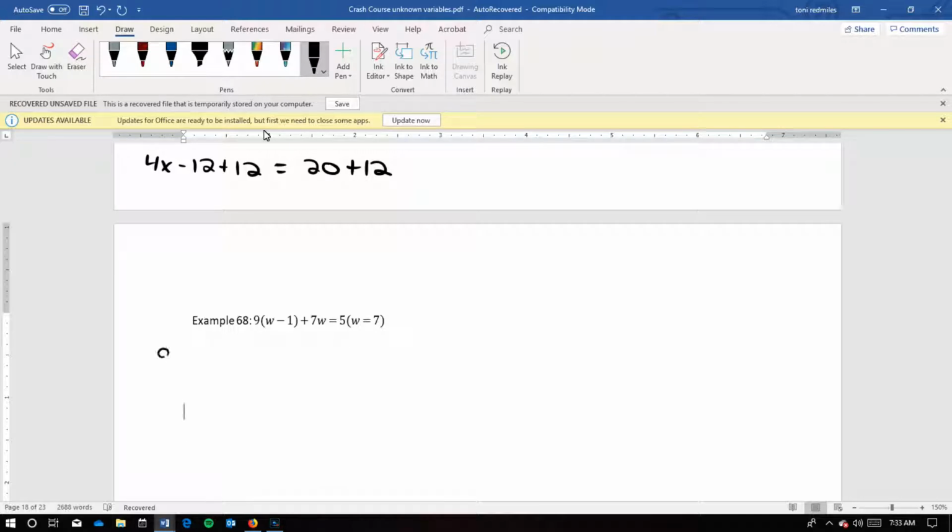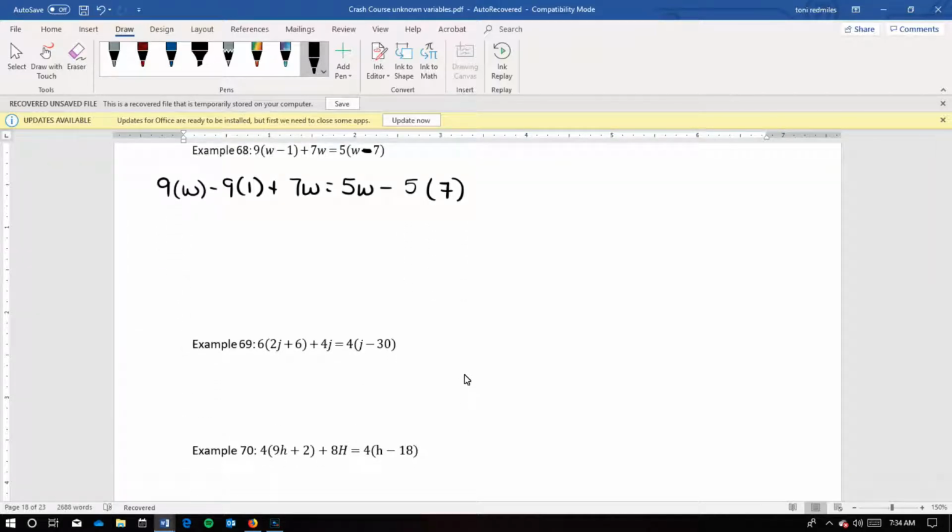Let's distribute the 9 through. And the 5 through. Let's make this a subtraction. Actually, let's make it addition because I bet that's what I was trying to push, since that's the button it shares on the keyboard. All right, let's clean this up.